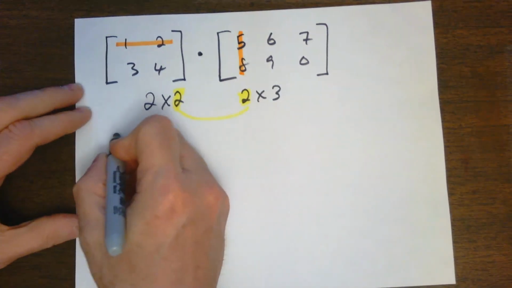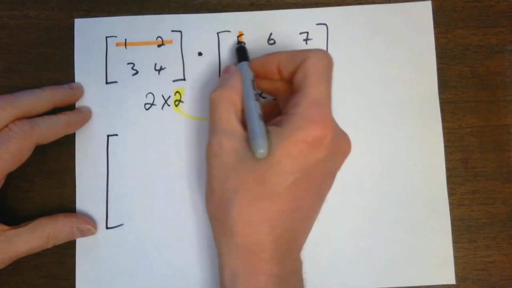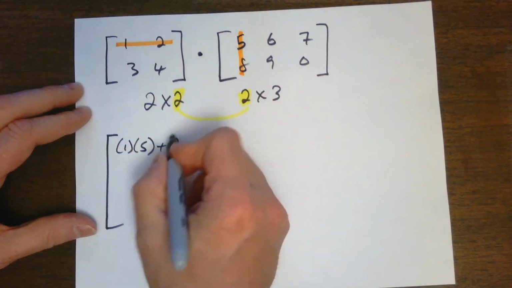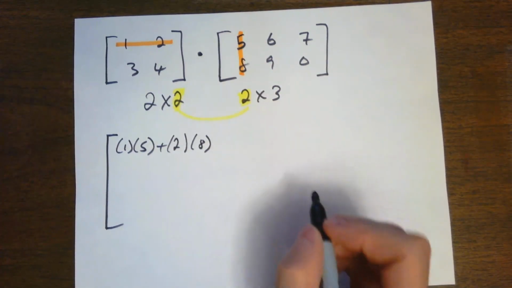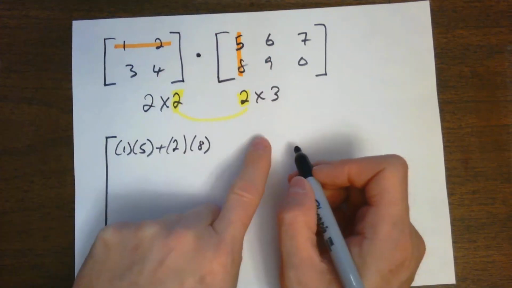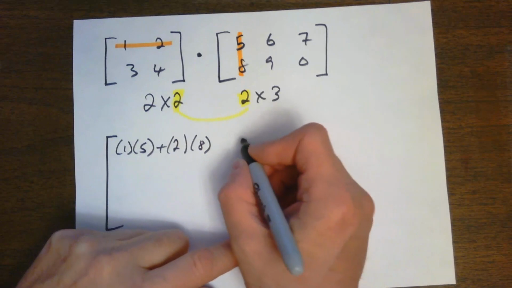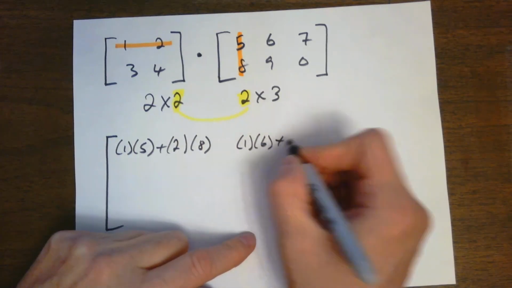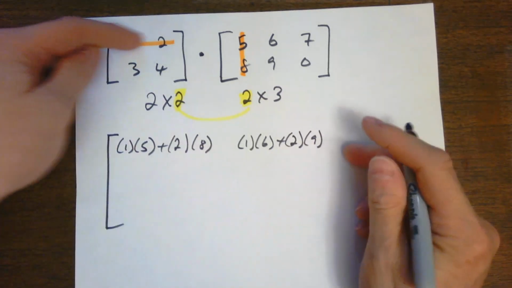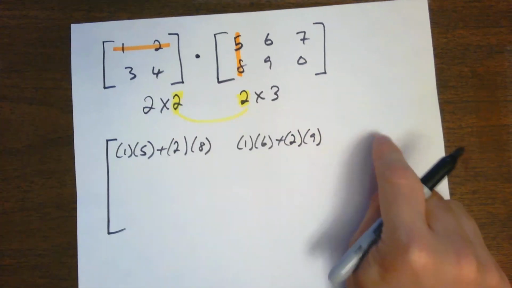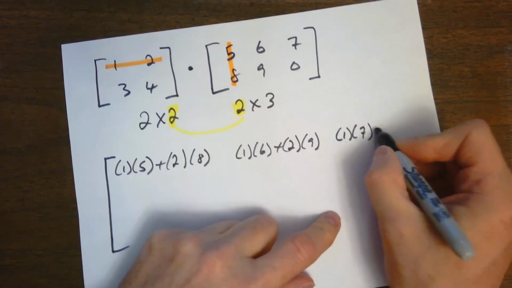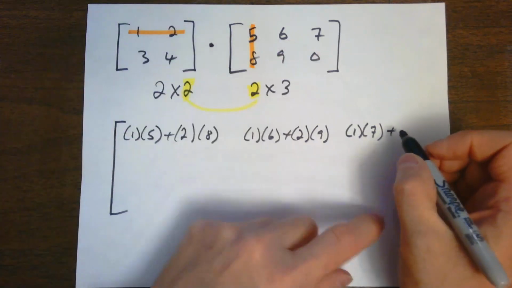So as I multiply them together, I'm going to get 1 times 5 plus 2 times 8. The first row times second column is going to give me first row, second column entry. 1 times 6 plus 2 times 9. First row times third column is going to give me first row, third column entry. 1 times 7 plus 2 times 0.